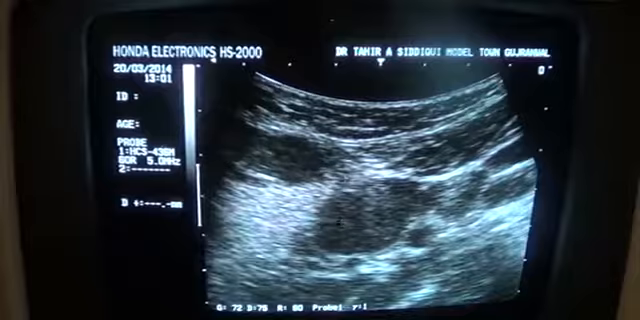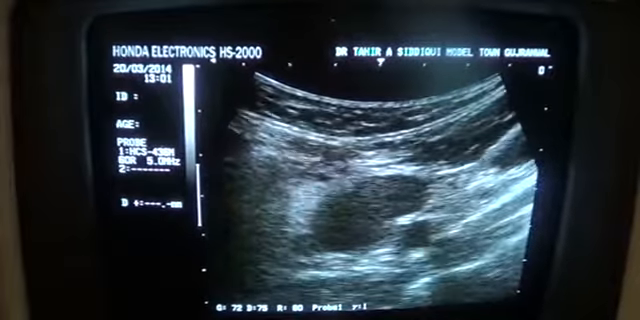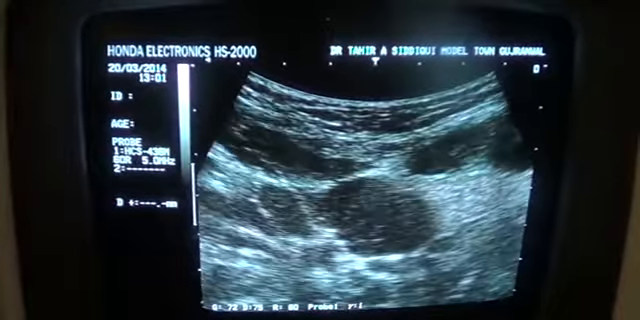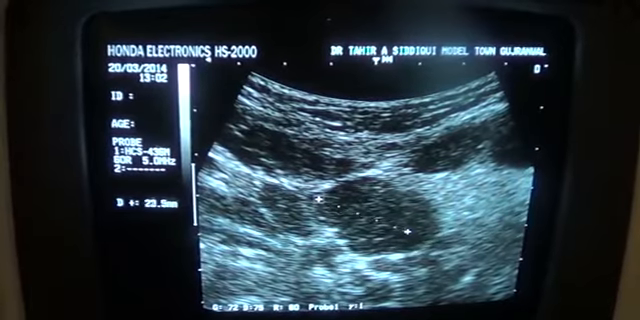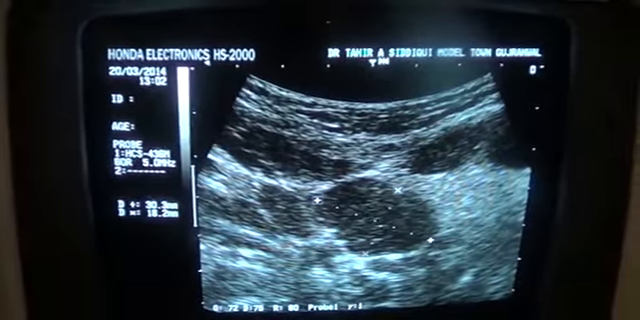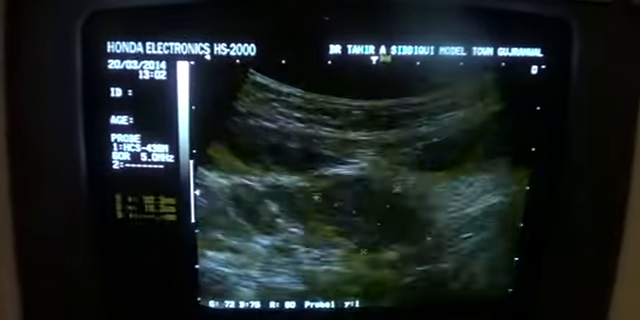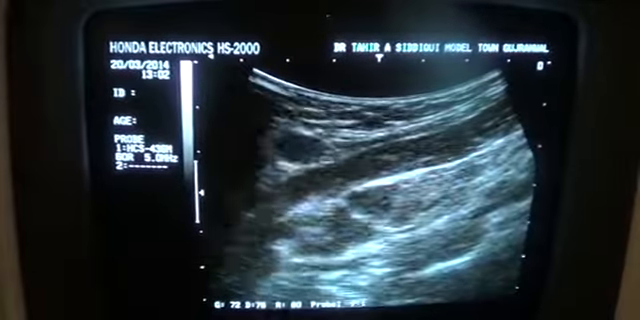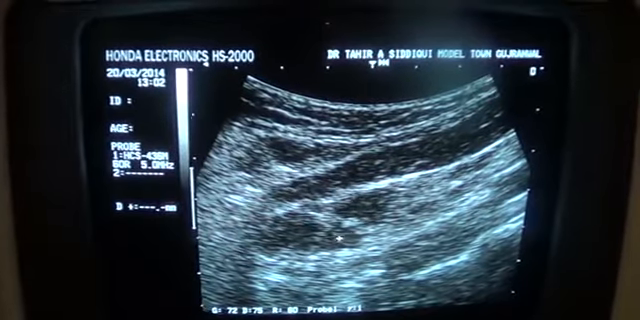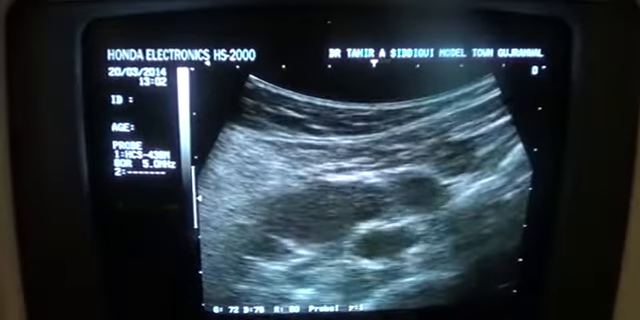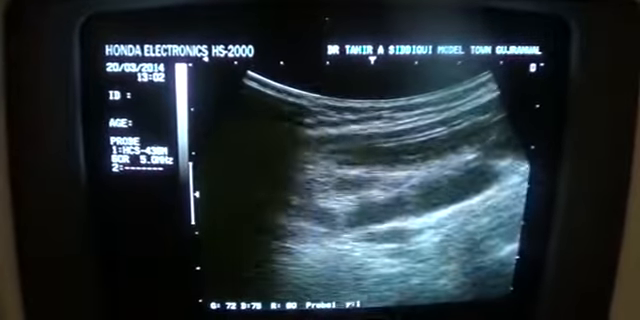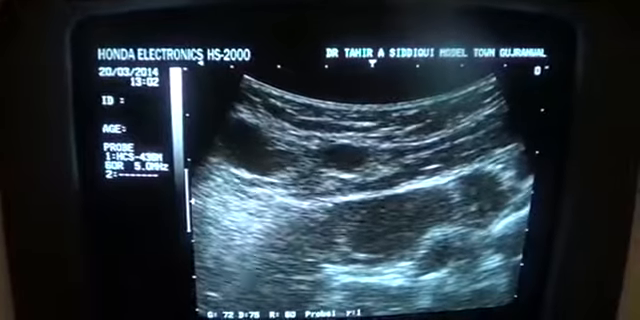Now, please keep an eye on this one. I'm going to give a sweep to the probe to see if it changes its shape. Now, it has not changed its shape. This is the largest one in this region. And this is the submandibular region lymph node measuring 30 by 16 millimeters. Similarly, there are multiple adjacent lymph nodes in the submandibular region. This one, this one, this one. So this is the story on the left side.